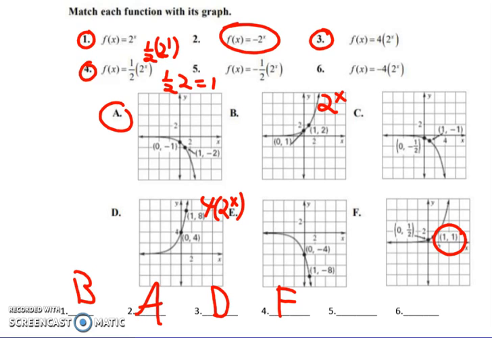5 is negative 1/2, 2 to the x. That's just the which one? 4 flipped upside down, and 4 was F flipped upside down. That should be C. That should be this guy right here, and that leaves me with E. B A D F C E. Okay, makes sense? Questions? All right.